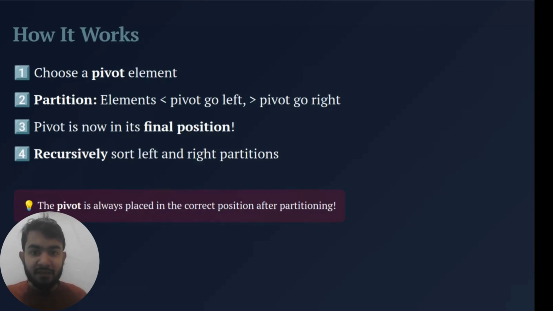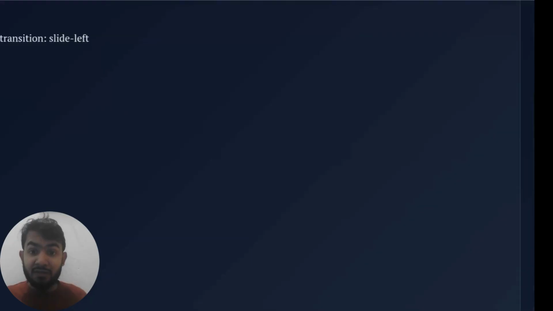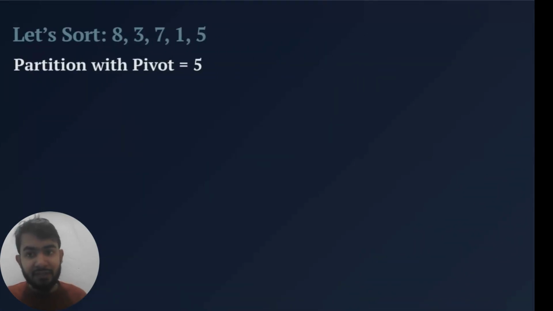So let's have a visual overview of how it actually works. Here you can see there is an array, and this is an unsorted array, which is 8, 3, 7, 1, 5, and you need to choose a pivot.